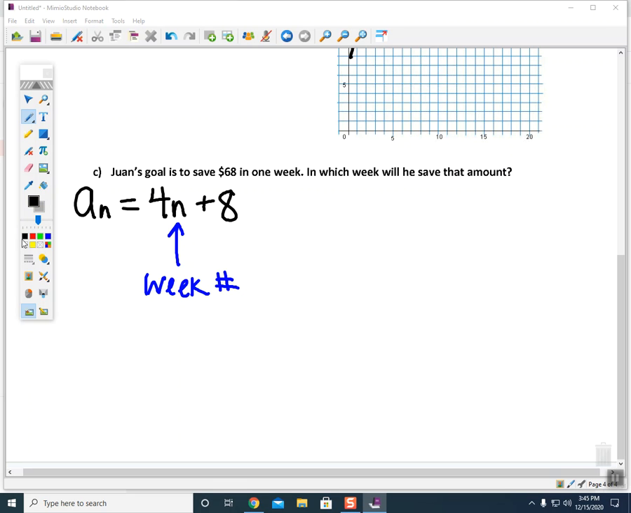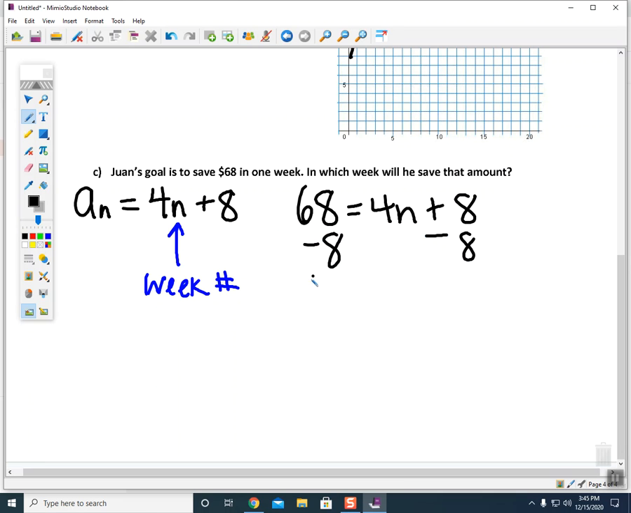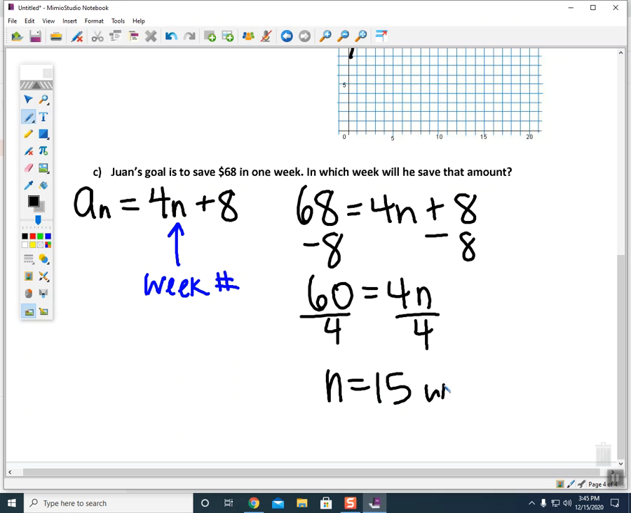So really what I need to do is solve for n in this case. I'm given that the value at n is 68, so 68 equals 4n plus 8. And if I solve for n, that's just going to tell me how many weeks it's going to take. So I'm going to subtract 8 from both sides. We get 60 equals 4n. Divide both sides by 4. I get that n equals 15 weeks. So after 15 weeks, Juan will have saved $68 in 1 week.